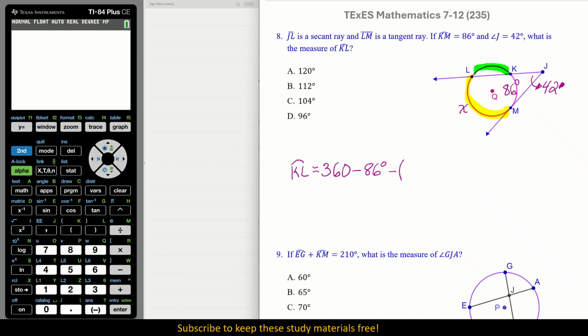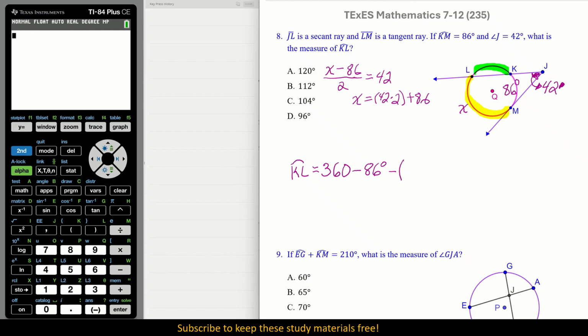First, let's calculate a little equation for X. If you remember from the other videos, arc X minus the 86 degrees, divided by 2, will equal angle J, which we know to be 42 degrees. So the value of X equals 42 times 2 plus 86.